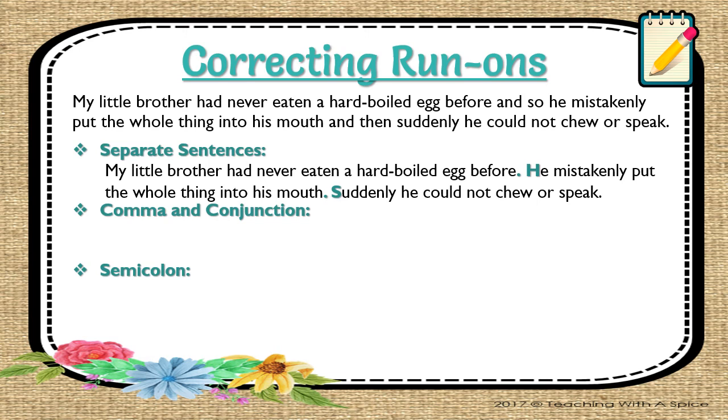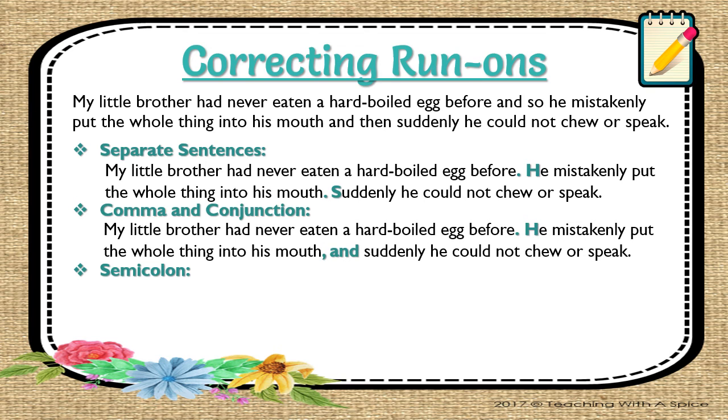Okay, now correct it with a comma and conjunction. You can leave one as a separate sentence. Just correct one with a comma and conjunction. You don't want to use a comma and conjunction in between all three of them. Here's what I mean. My little brother had never eaten a hard-boiled egg before, period. He mistakenly put the whole thing into his mouth, comma, and suddenly he could not chew or speak. You wouldn't want to put a comma and conjunction where I have the period, just because it would be a little too much.